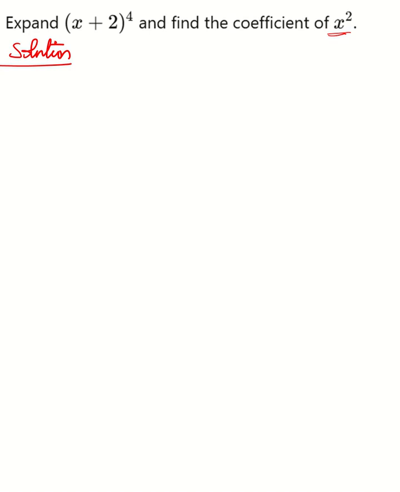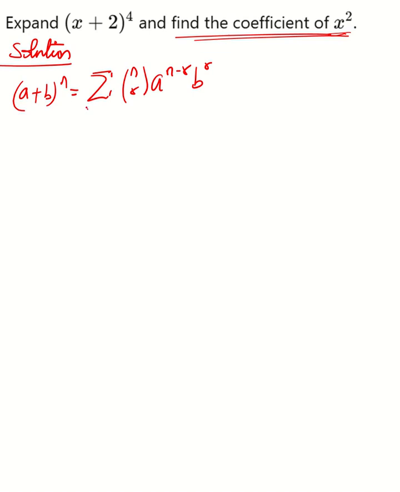So let me first of all find the coefficient of x squared. Assuming that is the question: in the binomial expansion of (x + 2) to the power of 4, what's the coefficient of x squared? You always have to remember the formula: (a + b) to the power of n is the summation of n combination r times a to the power of n minus r times b to the power of r, where r goes from 0 to n.